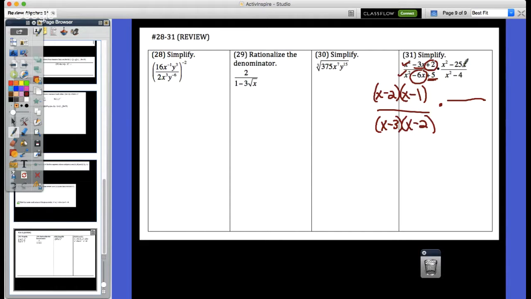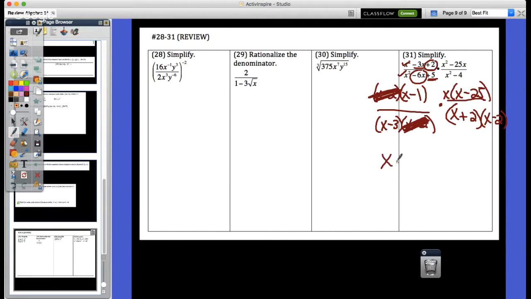So we got that there. On the top right, we could pull out an x, leaving us with x minus 25. So we'll keep that on that side too. And on the bottom right, we have x plus 2 and x minus 2. Now we look and see, is there any of these that we could cancel out? Well, we got an x minus 2 that we could cancel. But other than that, there's really nothing else.